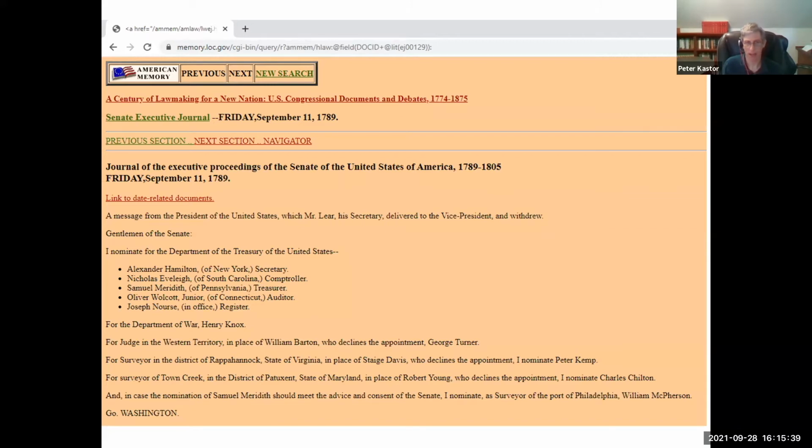and the date, and then what happened. Was this person approved or not? And there were something on the order of 5,800 of these during the period I'm looking at, but that came out of thousands of pages of text. And it includes, if you look down, it says for surveyor of the District of Rappahannock. These are the guys that interest me. He's a low-level customs official.